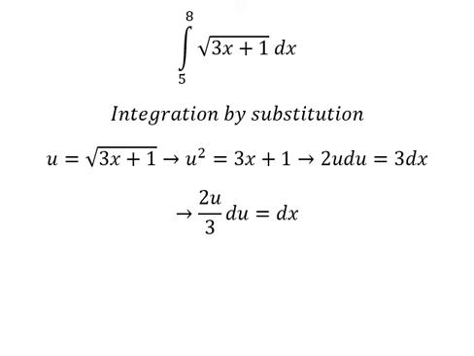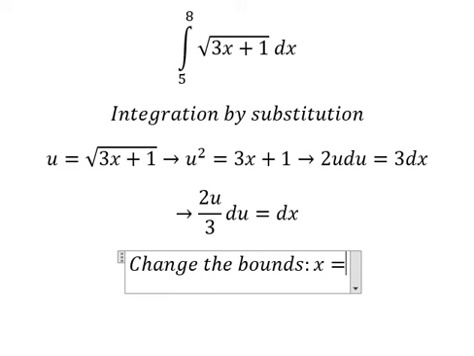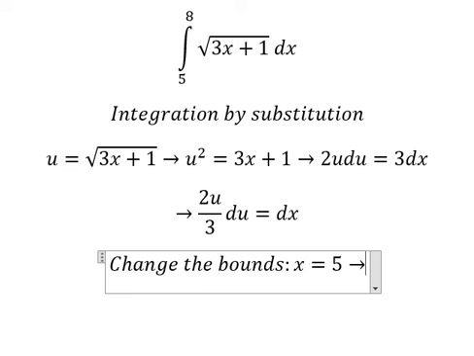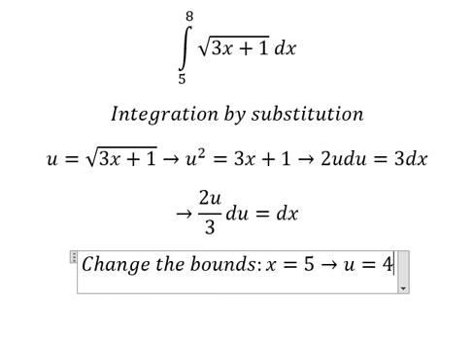Next, we need to change the bounds. When x equals to number 5, I need to put number 5 in here, and then we can find the value of u. 5 times number 3, you got 15. 15 plus 1, you got 16. So the square root of number 16 in here, you got number 4.